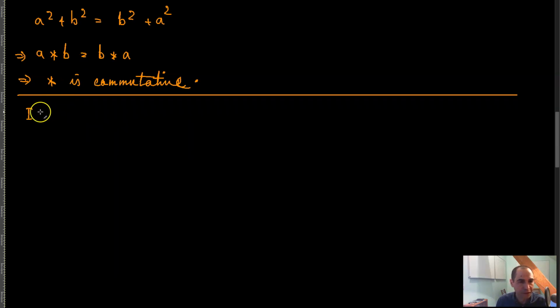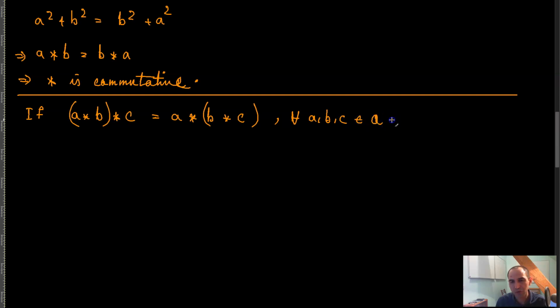So now basically you can say that if (A star B) star C is equal to A star (B star C) for all A, B, and C belonging to Q, or as a general condition, you can call this set A, for example, belonging to A, then you can say that star is associative. So this is just a general condition in the case of a general set A.